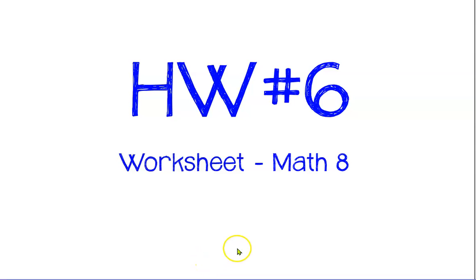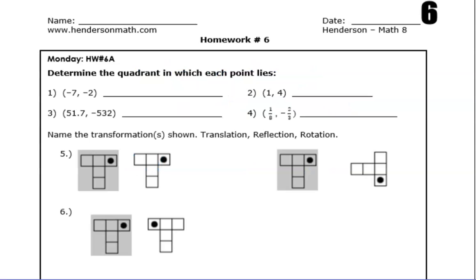This tutorial will help you to complete the questions on homework sheet number 6. The first question asks you to determine which quadrant each point lies in. So when you're looking at the x and y axis, you know that movement to the right horizontally is positive, and movement to the left horizontally is negative. In addition, the y-axis, which is vertical, up is positive and down is negative.